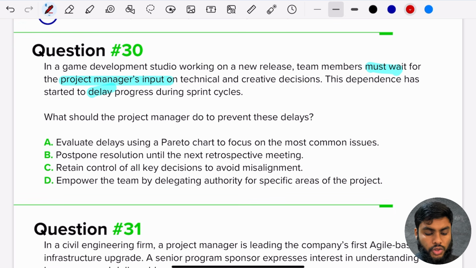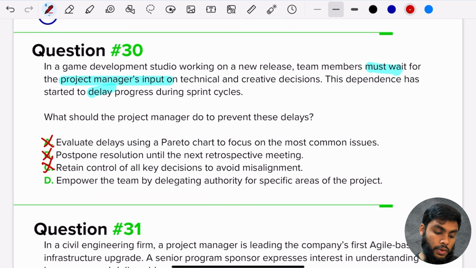Evaluate delays using a Pareto chart to focus on the most common issues. Well, we don't need to do that, right? Because we know what the reason for the delays are. We need to wait for approvals. Postpone, P word, no. Principle number 2, anytime there's an indication of a delay, stop, wait, postpone, delay, you want to eliminate that answer. Retain control of all key decisions to avoid misalignment. This is micromanaging. We want to be a servant leader. We want to see our team grow. We want to empower them to be leaders. C is not going to be the answer.